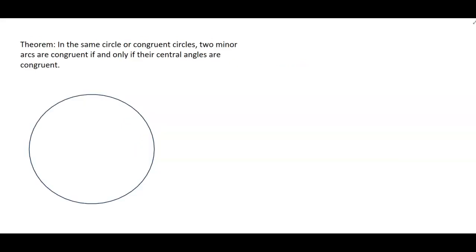Here's a theorem that states what's kind of obvious. In the same circle or in congruent circles, two minor arcs are congruent if and only if their central angles are congruent. So if this angle is congruent to that one, then that arc is congruent to that arc because they'll have the same degree measure.